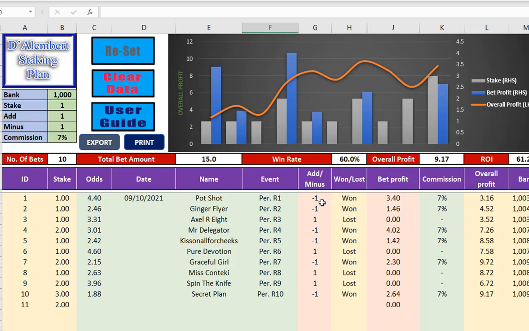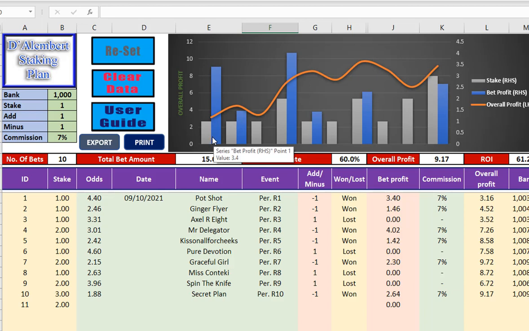If we look at this example I've just got down here below, which is Perth races, you can see the first 2 races have 1, so the stake stays at 1, 1. The third race, Accelerate, loses, so 1 gets added to it. So our next bet on Mr. Delegator is 2 stakes. You can see in this series 3 is the highest that we bet, because we're going up and coming down, and it's reflected in this graph here.